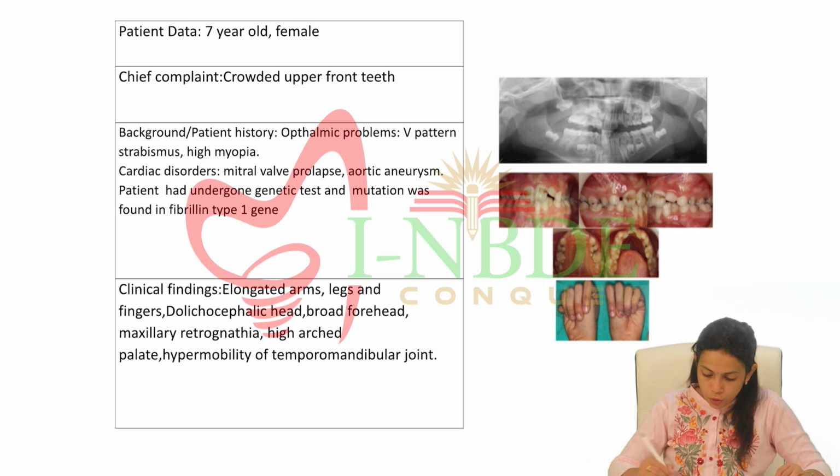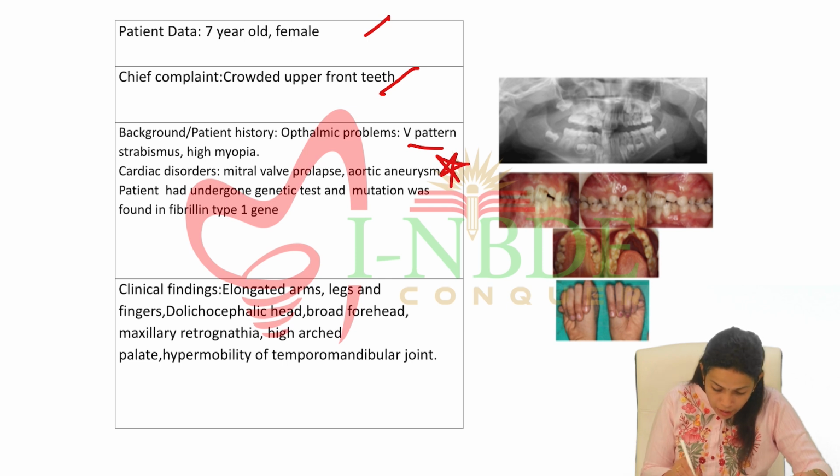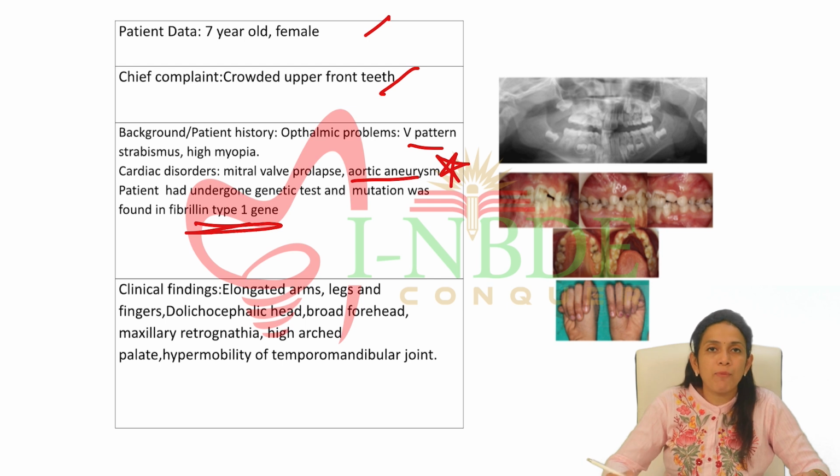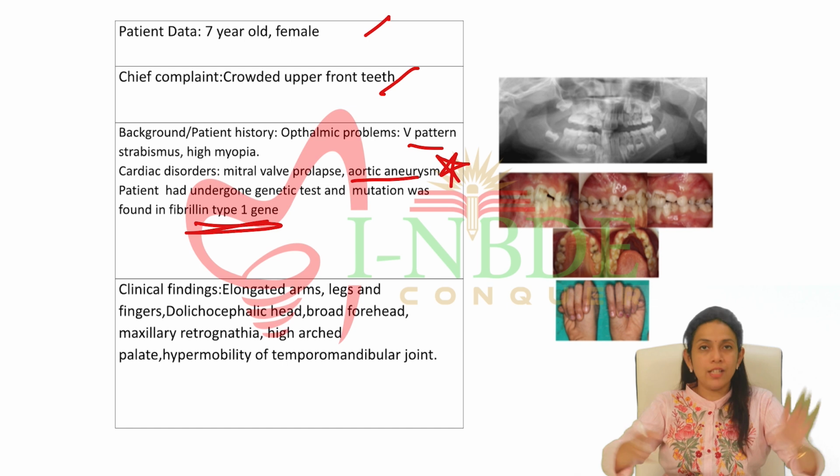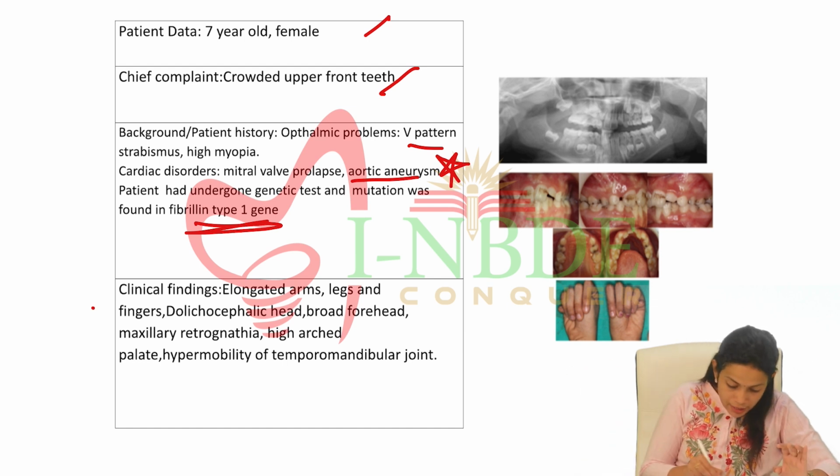Here a 7-year-old female, crowded upper front teeth. Ophthalmic problems are there, V pattern is there, strabismus is there, high myopia is there, cardiac problems are also there, like mitral valve prolapse and aortic aneurysm. So underline that. And the patient has a genetic test, and there's a mutation of fibrillin type 1. Very, very important key point. Within the history only we got it. And next, the clinical findings.